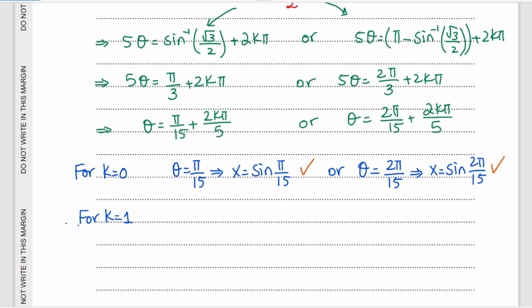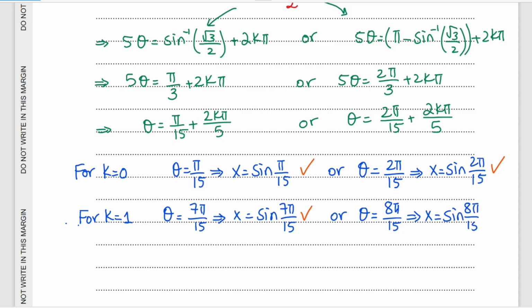For k equals 1, I got 7 pi over 15 for theta, so x is sine 7 pi over 15. Or theta is 8 pi over 15, and x is sine 8 pi over 15. This is not accepted because this is a repeated root. This is equal to sine 7 pi over 15, which we already got.